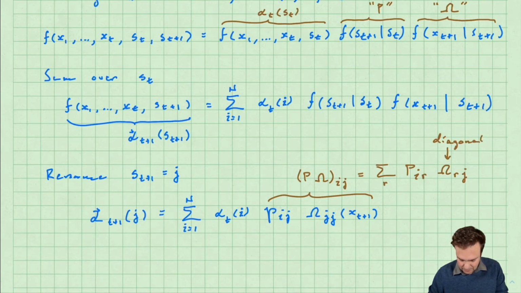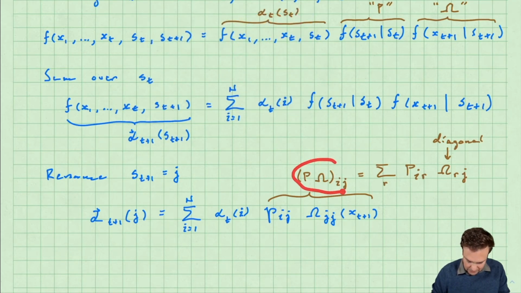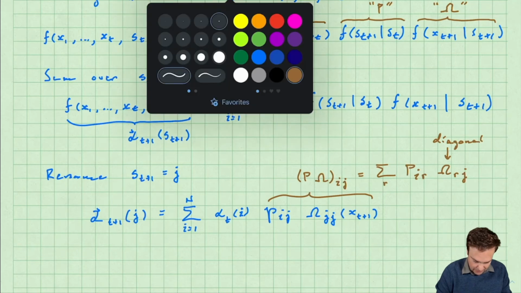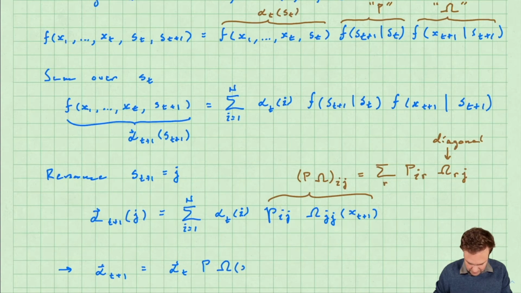Right, so this thing has the right form. And for what I've just shown, this thing is in fact this guy here. So then we've got a vector, its ith component, multiplying row i, column j of this matrix. And so what we have is the expected form. So we've got alpha t plus 1 is equal to the vector alpha sub t times the matrix P times the matrix omega at x t plus 1.